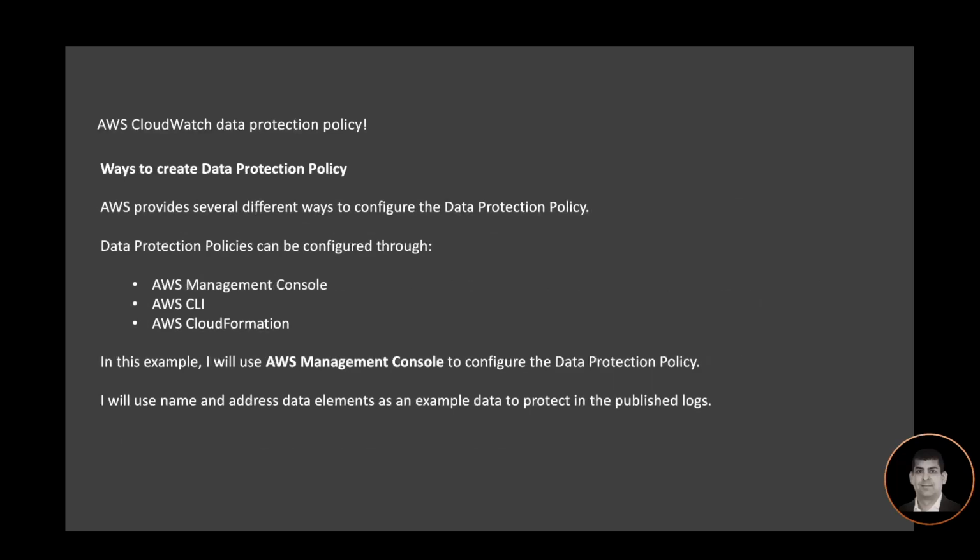Let's look at ways to create a data protection policy. AWS provides several different ways to configure it. We can configure the data protection policy using the management console, using the AWS CLI, or using AWS CloudFormation. In this example, I will use the AWS Management Console to configure the data protection policy. I will use name and address data elements as example data to protect in the published logs.